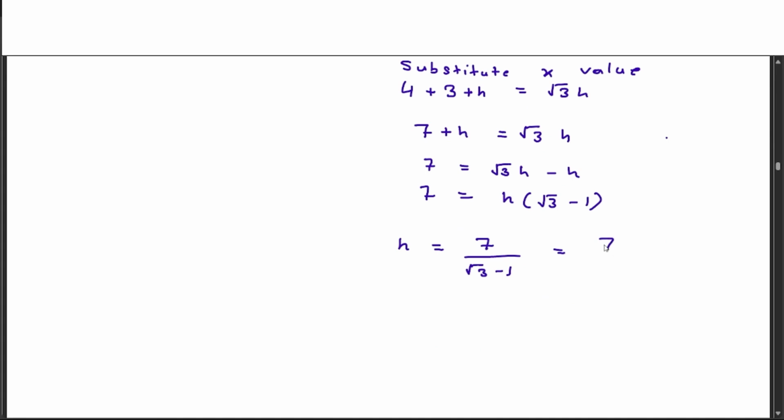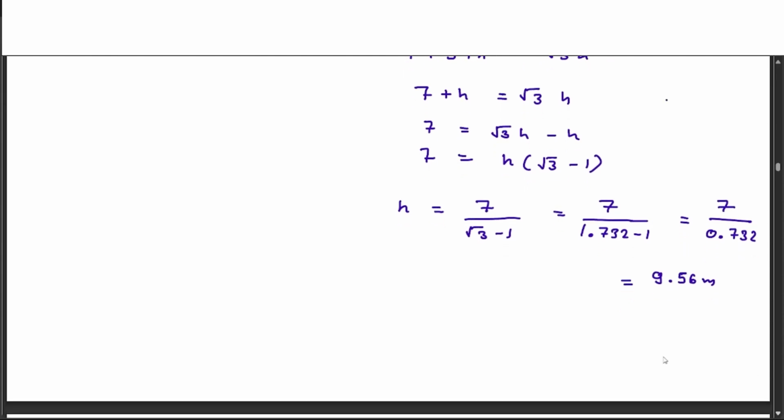Now the value, you can say 7 over 1.732 minus 1. So that one you will subtract. So you will get 7 over 0.732. After that you can solve, divide them. So you will get 9.56 meters, which means the height you will get is 9.56 meters. Now we have to find the other things.